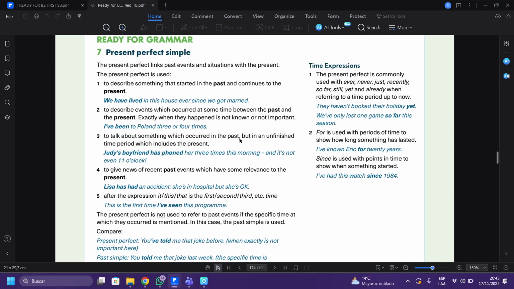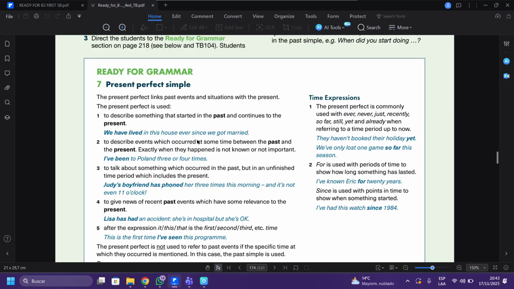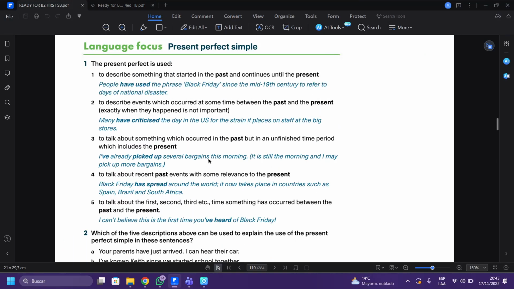Is there something that you didn't get at all, maybe? Or is everything clear? Is everything clear? Yeah, I suppose. Yeah. Present perfect is not that difficult.